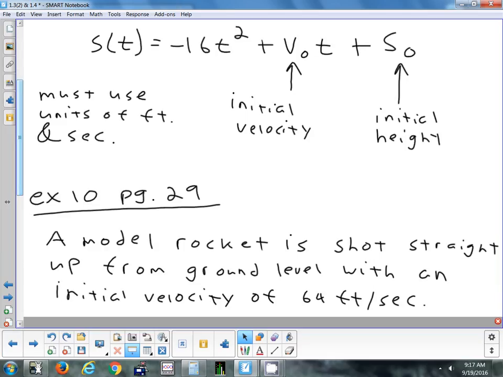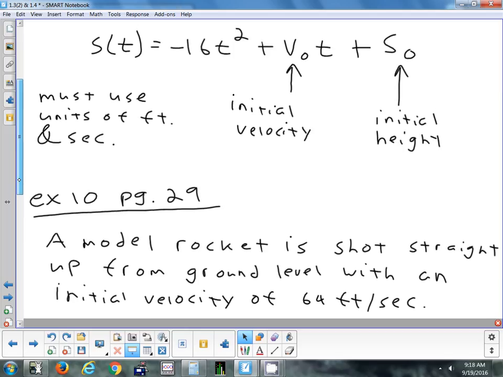Okay, so in the example we're going to do, it says that a rocket is shot straight up from ground level with an initial velocity of 64 feet per second. So I know 64 feet per second, that's initial velocity. What does ground level tell me? It's at the ground, which means what's 0? The initial height. So ground level means initial height is 0. You're not even going to need it in this problem.